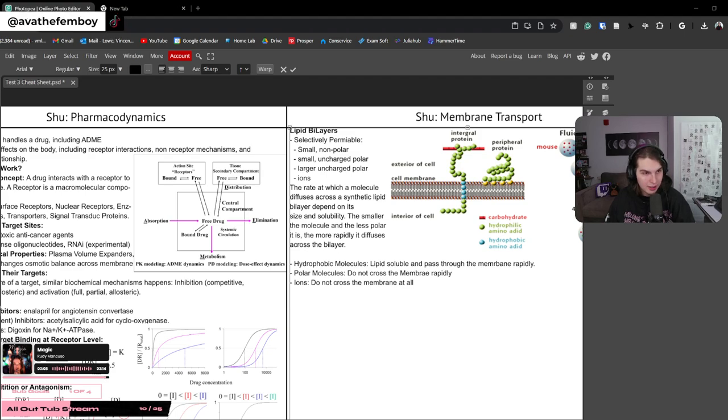Let's see. Permeability. Tight junctions. Let's talk about tight junctions. These prevent passage of molecules.